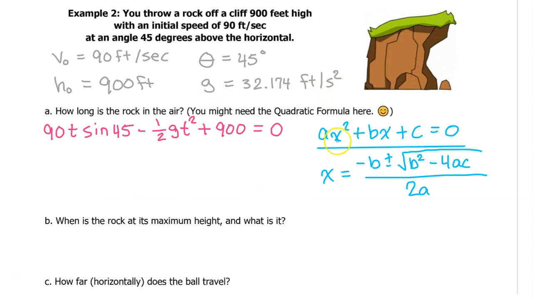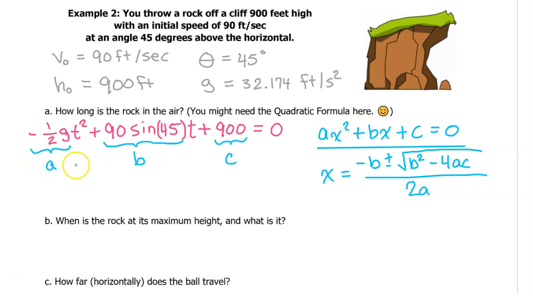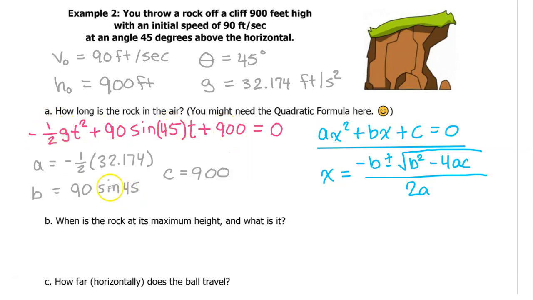Given a quadratic equation in this form, the quadratic formula tells us that the solution is this. So I'm just going to reverse these terms to put it in standard form. In this form, it's easier to see that this is A, this is B, and this is C. In other words, A is negative 1/2 times 32.174, B is 90 sine 45, and C is 900.